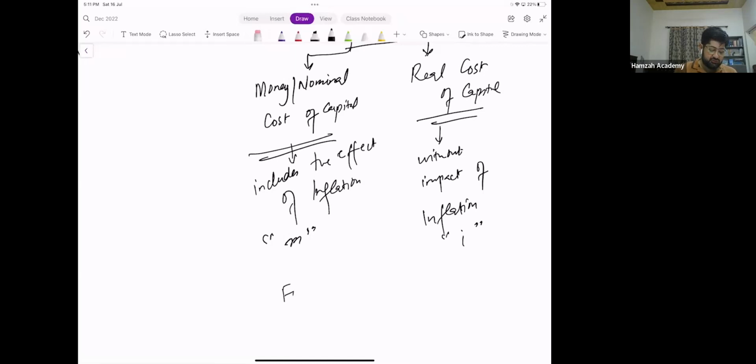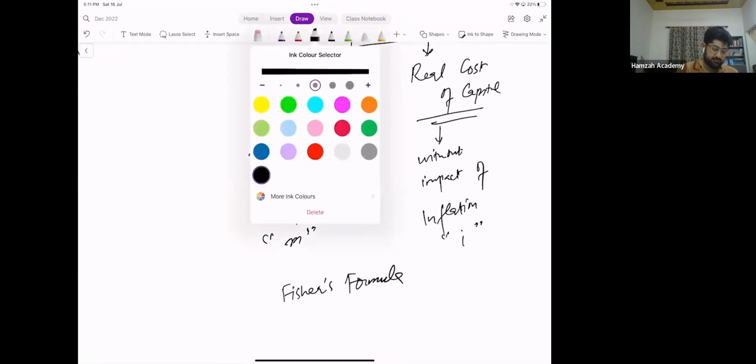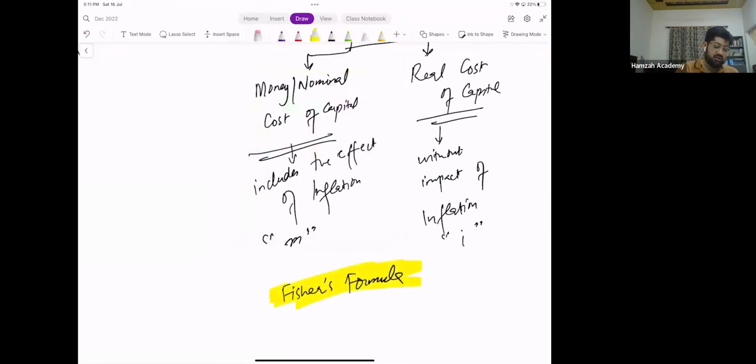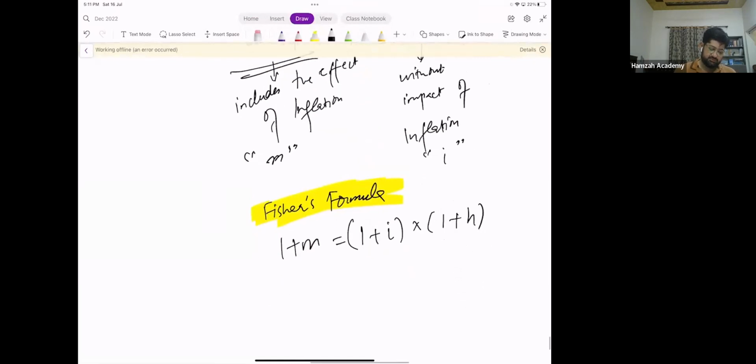There is a Fisher's formula. Fisher is a person. They gave a formula to have a link between the rates: 1 plus M is equal to 1 plus I into 1 plus H. H is general inflation.